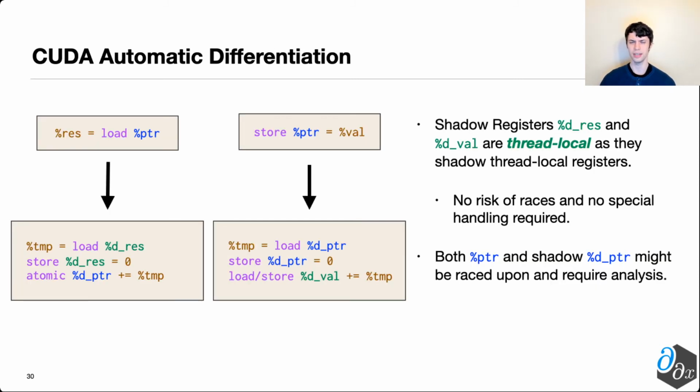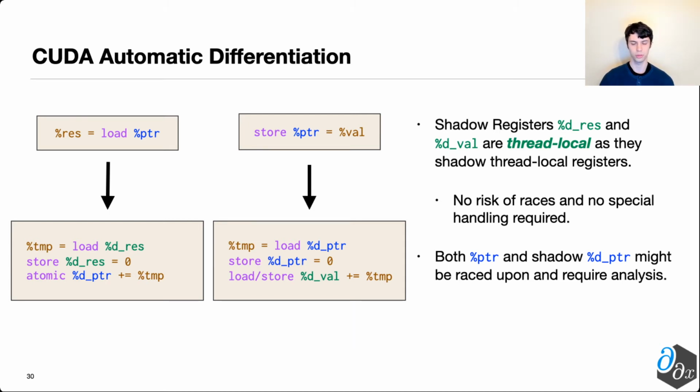Let's dive even a little bit deeper into this problem. So let's look at exactly what will happen for a load or a store of potentially racy variables. So first, the load on the left. We load from a potentially racy pointer into a thread local register res. The corresponding reverse pass from this is to load from the shadow of the register dres to get the current value of the derivative and similarly store into it 0. Then we do the corresponding atomic increment that we talked about earlier.